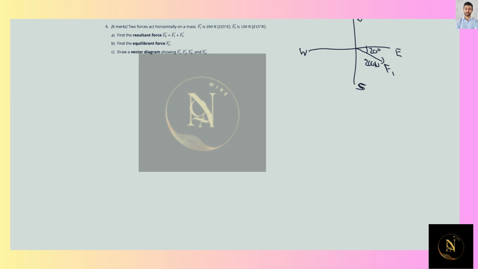Next up, force 2 is going to be 15 degrees north of east, and we're going to get that this is going to have a 130 Newton component. So to have it in a proper diagram, what we want to know is going to be the x component on one, the y component on the first one, and we're going to do the same thing for force 2. So for force 1, the x component is going to be equal to 200 times cosine of 20 degrees.